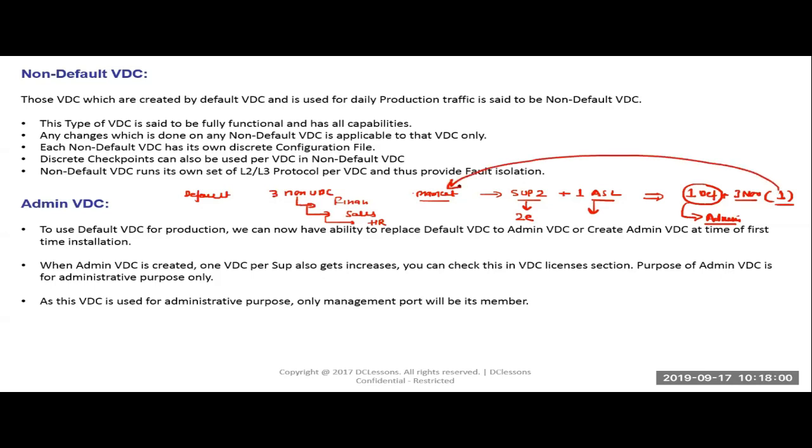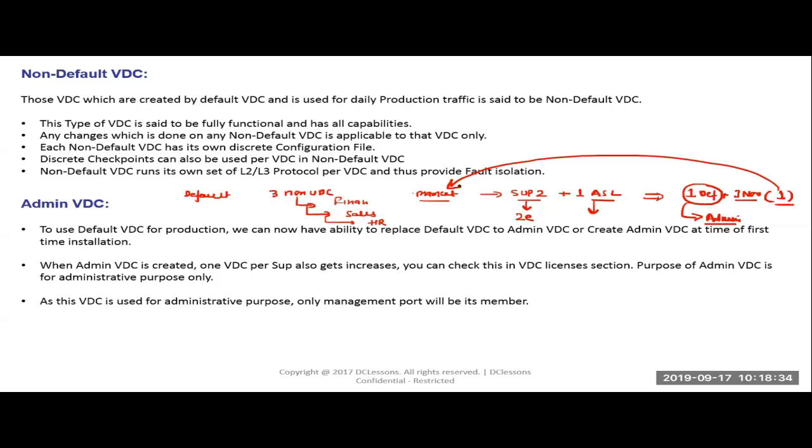So I am using the same supervisor, I am using the same license, but I got the capability to create one more VDC once I replaced my default VDC with the admin VDC. So this is the benefit of using admin VDC, and believe me, admin VDC works as the default VDC, but it has some restrictions. Let's see what those are.